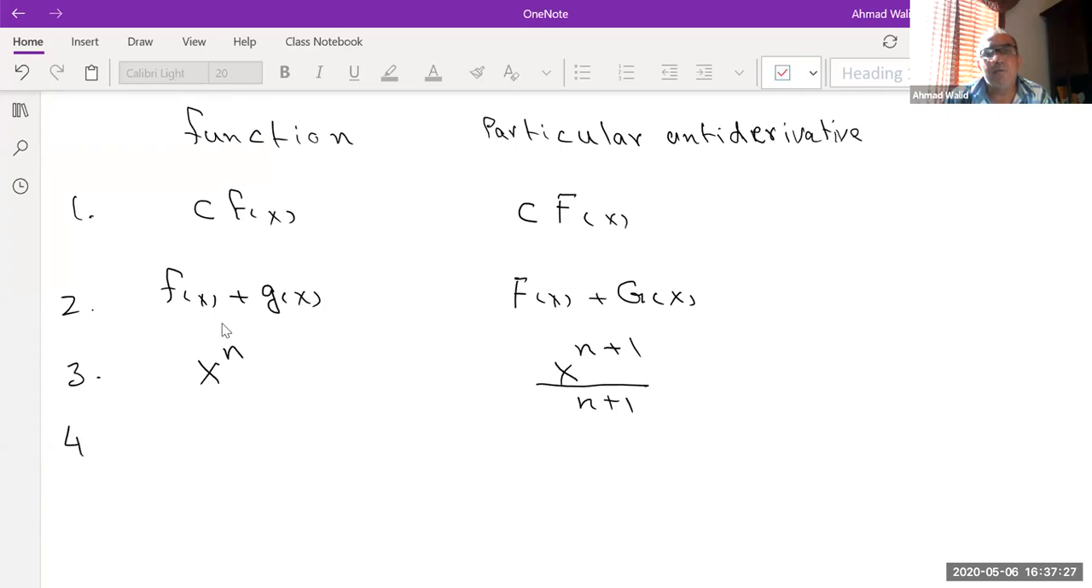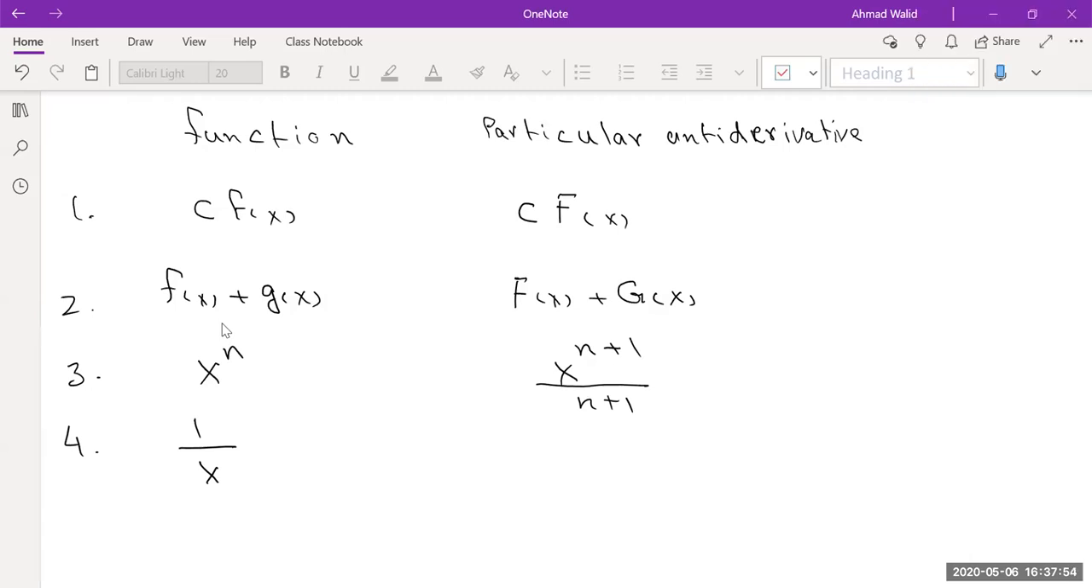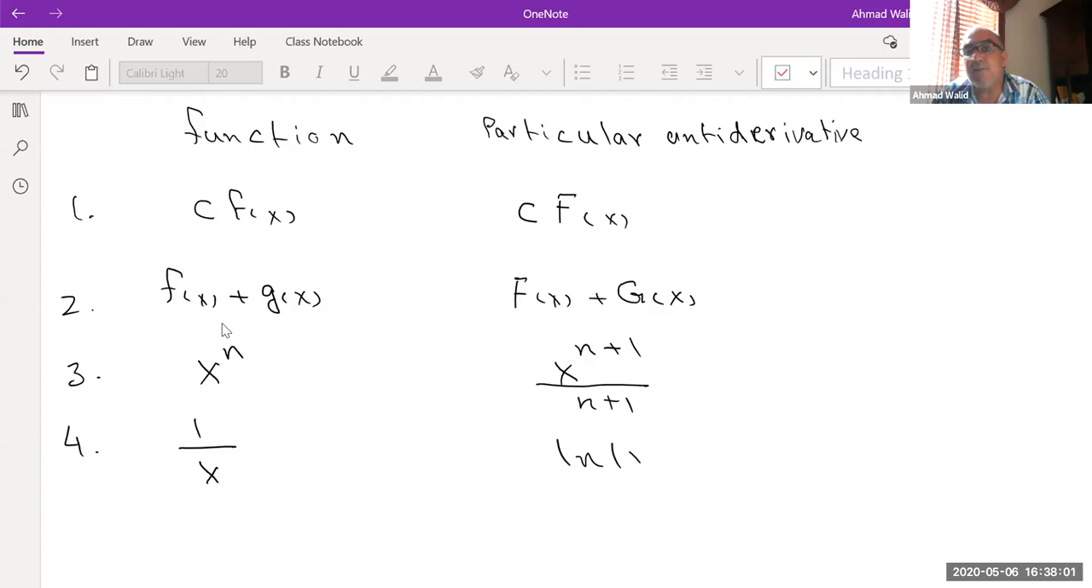Number four. This one, please memorize. I'll give you the proof in calculus 2. The antiderivative of 1 over x. Now, let me ask you a question. What was the derivative of ln x? You use that a lot, every day. What was the derivative of ln x? 1 over x. Then what is the antiderivative of 1 over x? Definitely ln absolute value of x.